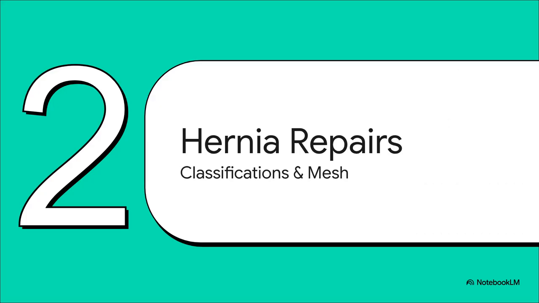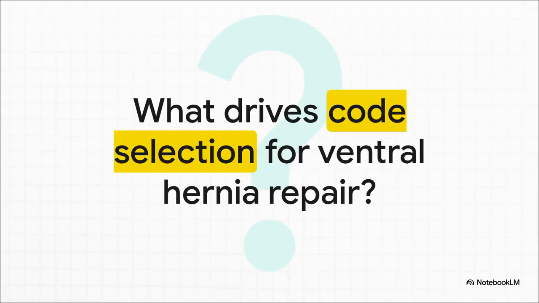Moving right along to Section 2, hernia repair classifications. This brings us to a notoriously tricky part of the surgery section. Picture this scenario. A surgeon repairs an incarcerated ventral hernia and places mesh. What exactly drives your code selection here? Guys, it is so easy to fall into unbundling traps or pick the completely wrong code family if you aren't paying close attention to the operative report.